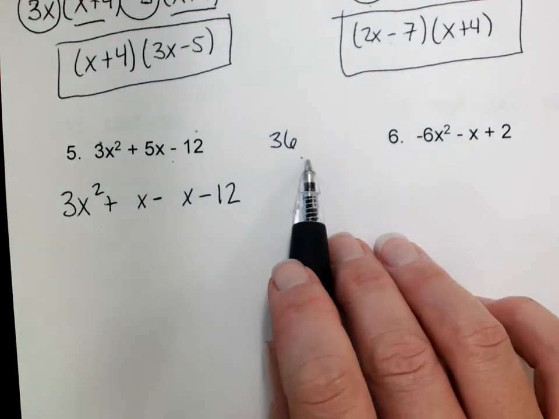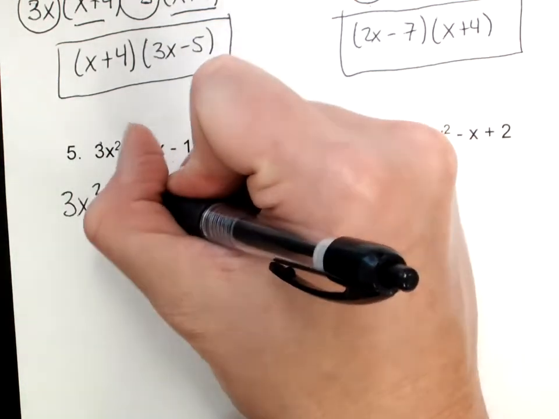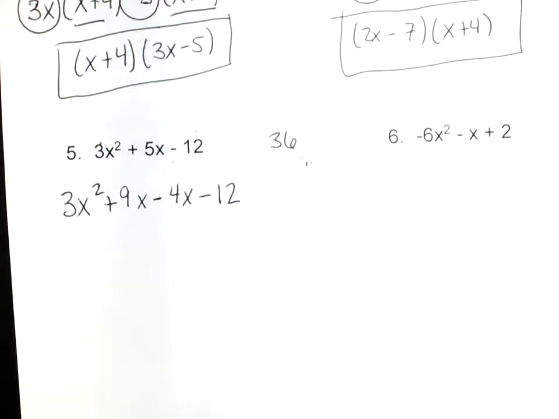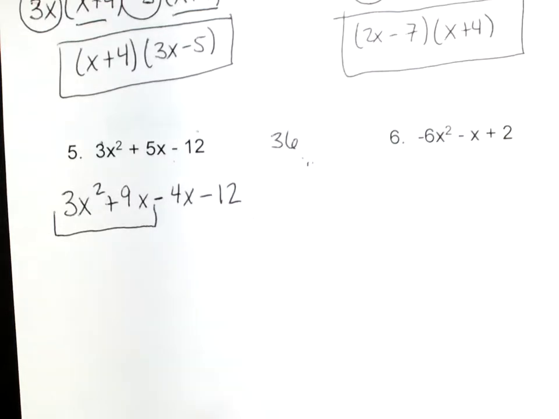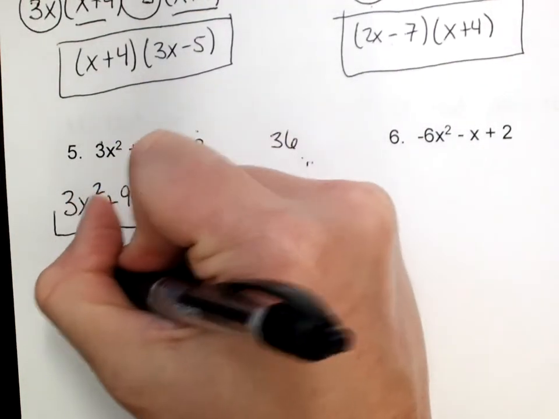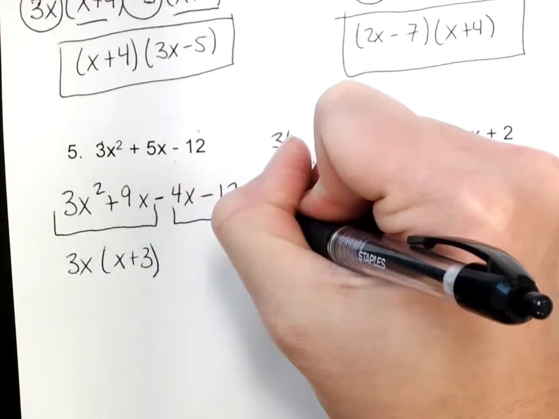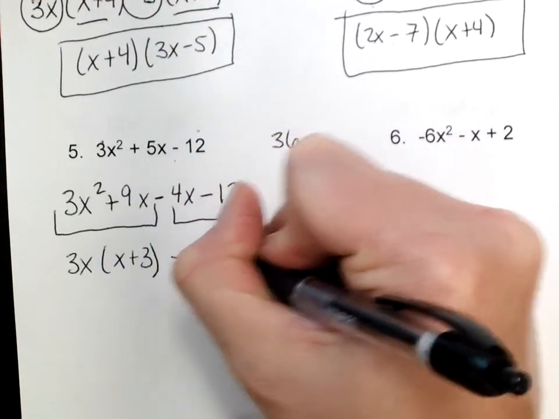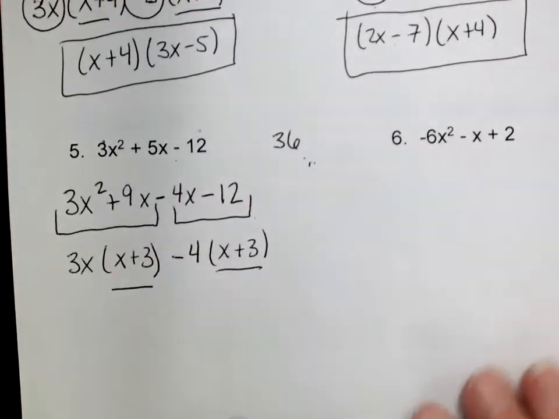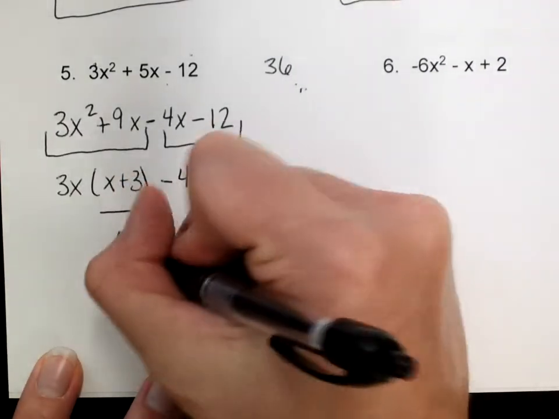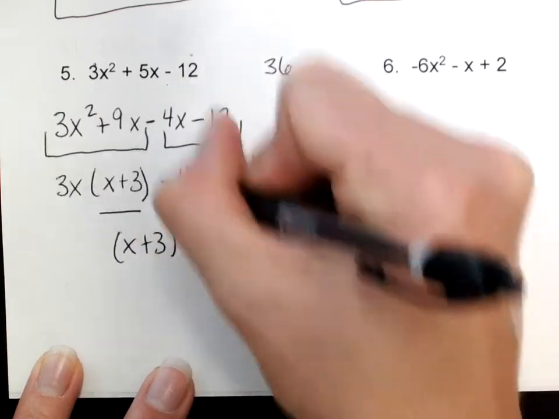Multiplies to be 36, subtracts to be 5. How about 9 and 4? Again, factor by grouping. Group those first two together. I could take a 3x out. That leaves me with an x plus 3. Group the second two together. I could take a negative 4 out. That leaves me with an x plus 3. That's good news because we want those to match. My two factors: x plus 3 and 3x minus 4.